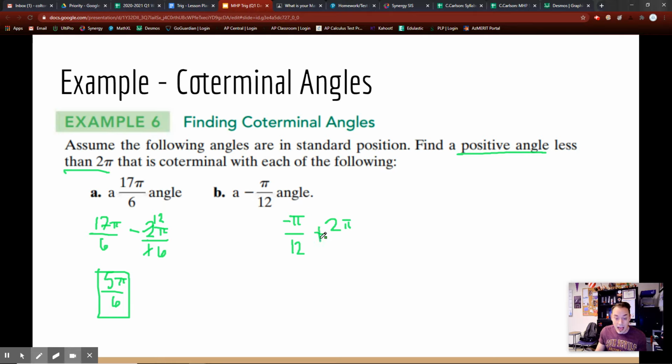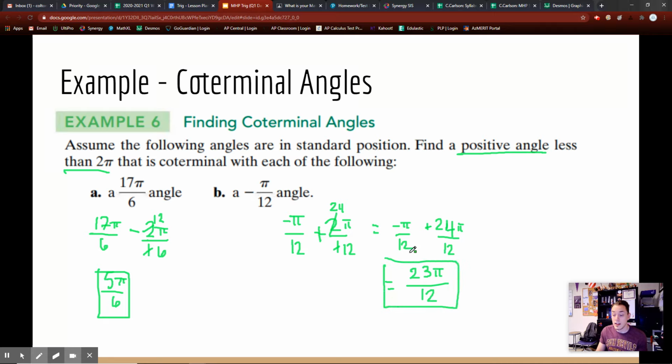So I need to add 2 pi here. But if I add 2 pi, that means I need common denominators. Times 12 gives me 12, and 2 times 12 gives me 24. So negative pi plus 24 pi, what does that equal? That gives me 23 pi all over 12.